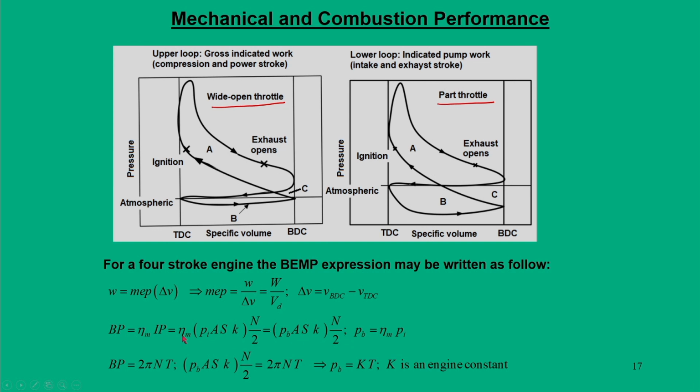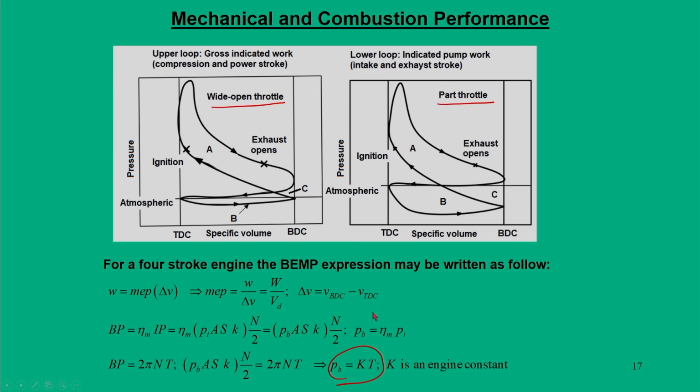So, this is how we calculate the brake power from the indicated power, but the other way is that we can also get the brake power by using the dynamometer. That expression goes as 2 pi n into T. Now, if you equate these two terms, we find that the brake mean effective pressure Pb is equal to some constant times T. That means brake mean effective pressure is a direct indication of the torque developed by the engine. Most of the terms get cancelled, and other terms like A and S become constants. So, that is what the constant K is here.